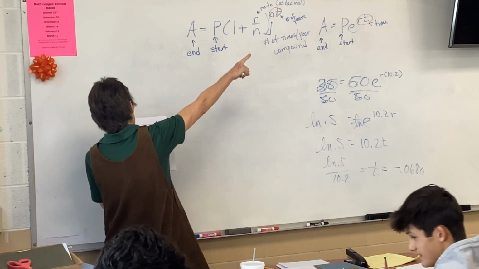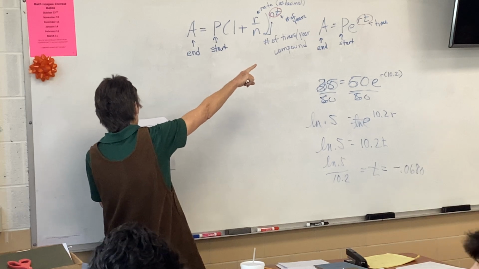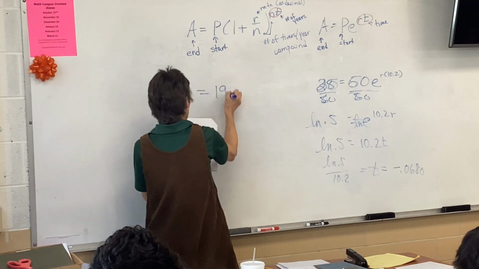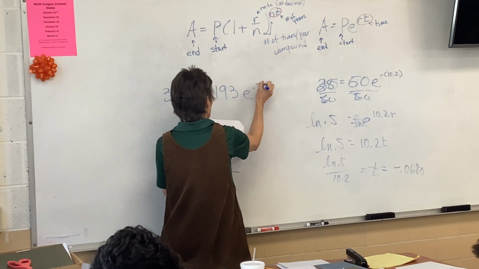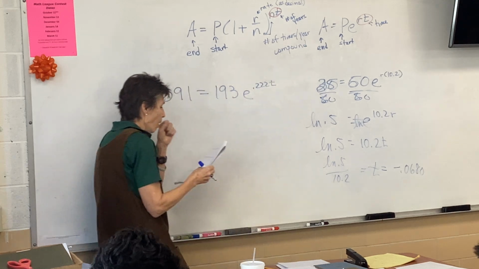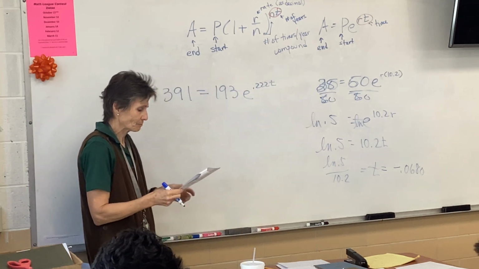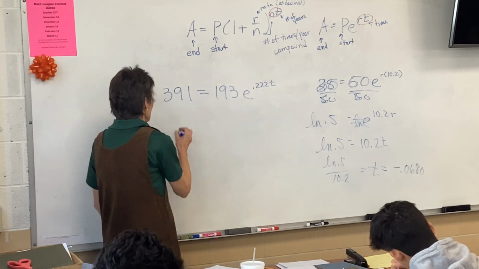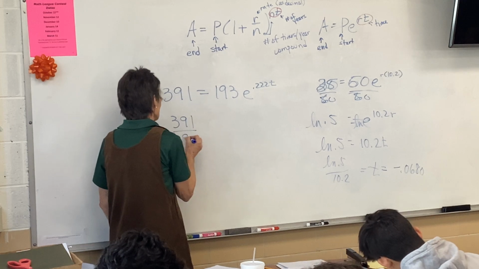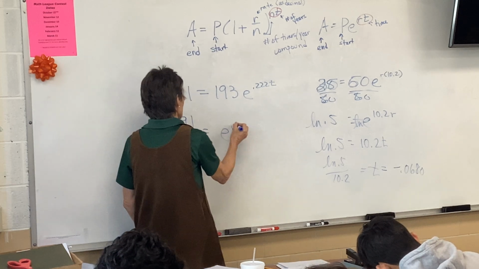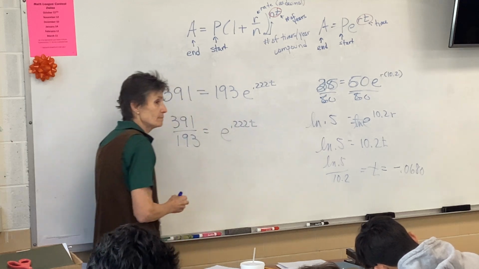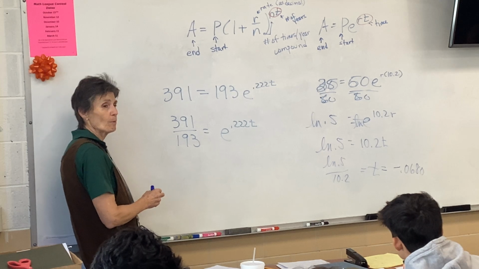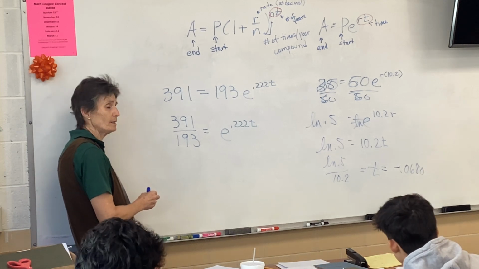Which formula for number 6? It's the second one. So 391 equals 193 e to the 0.222t. Is that right? So we'll start by dividing by 193. That is not going to go in evenly, so just leave it. I know you don't like seeing it, but you're gonna lose points for round off, so let's not do it.